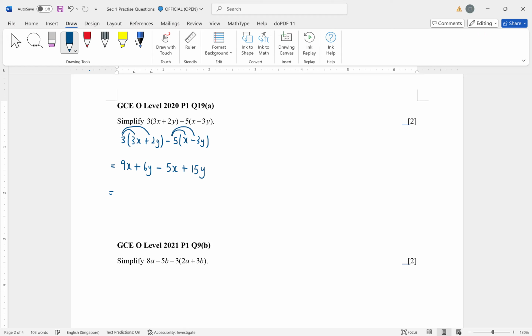The last thing to do is to group the like terms together. So you have 9x minus 5x. If you want, you can put them together first, but after a while, you can get a final answer without doing this second last step. Then you group the y terms together. So 6y plus 15y. The sign will follow: 9x, minus 5x, plus 6y, plus 15y, alright? So you include the sign also.